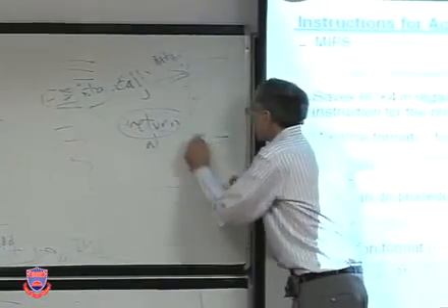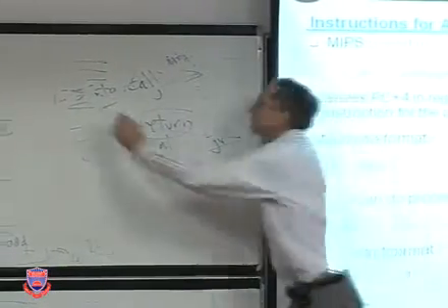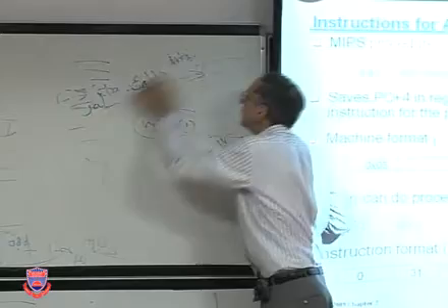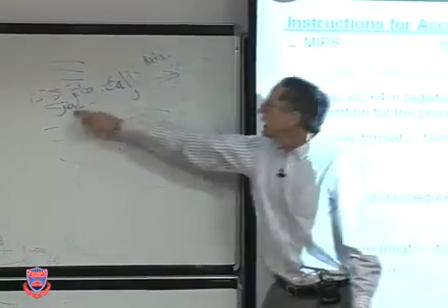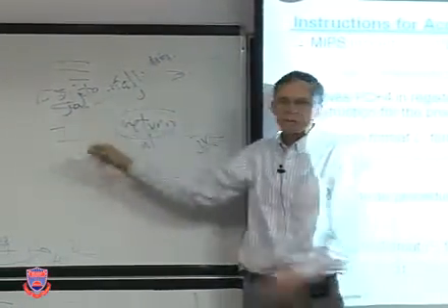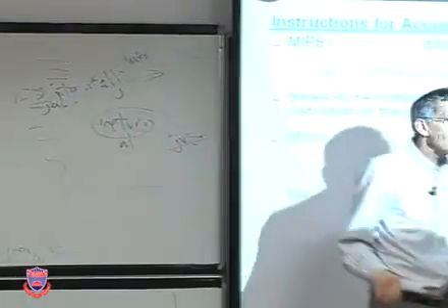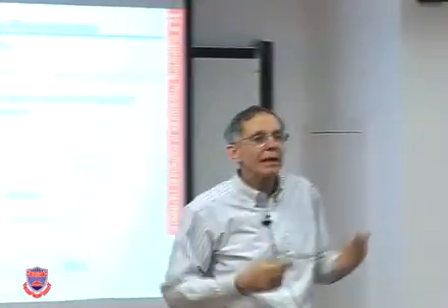Okay, and that's called JR. So we go to them with a JAL, and we return with a JR. Jump and link, jump return. You see, these are two transfers of control. They're not conditional, so they're not branches with B. They're jumps with a J.